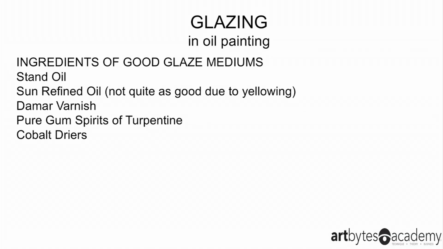Oil glaze medium, at its very best, has certain very specific ingredients. And this is what they are. Stand oil, possibly sun-refined oil, although it does tend to yellow a little. It's not quite as good as stand oil. Damar varnish, pure gum spirits of turpentine, and cobalt dryers. Now this is according to Ralph Meyer.